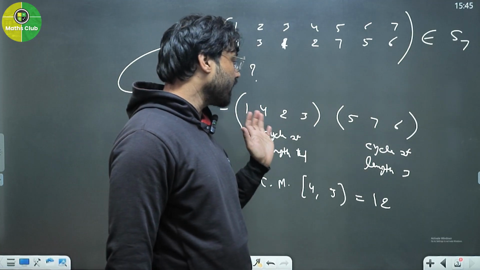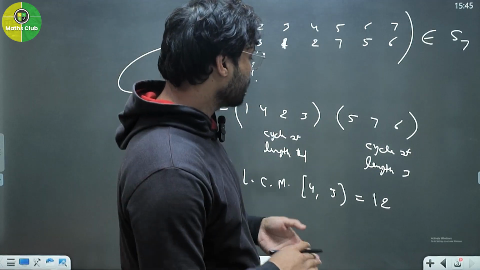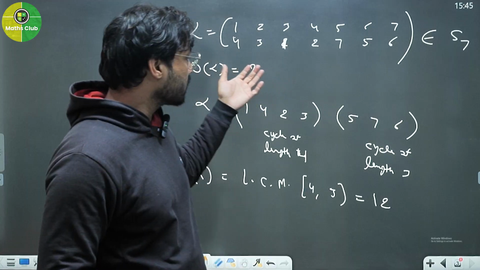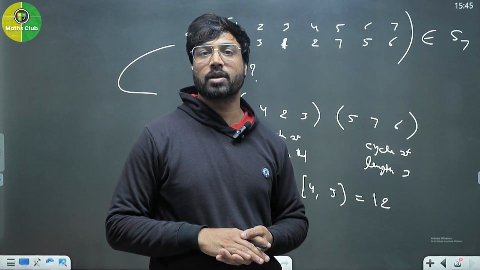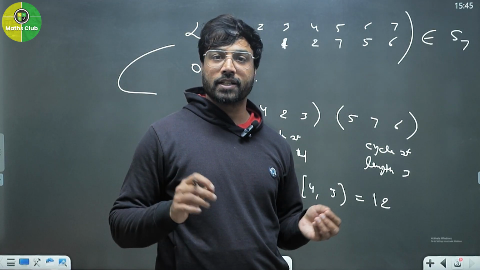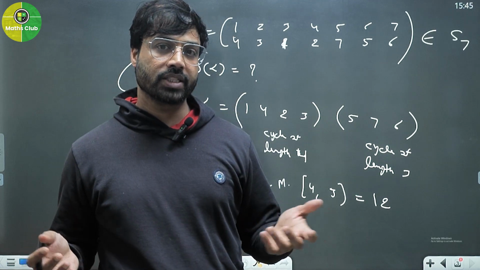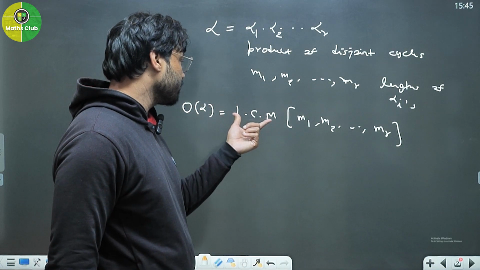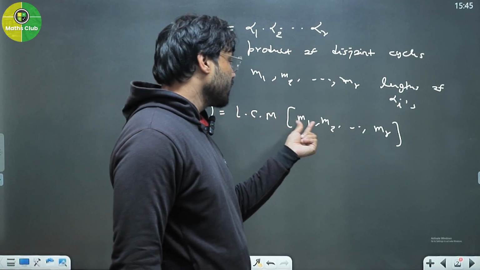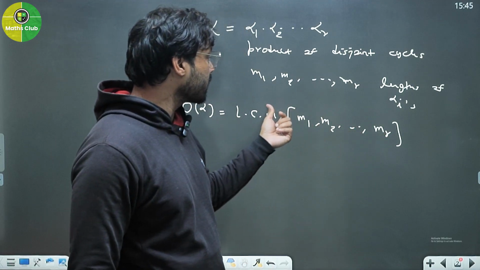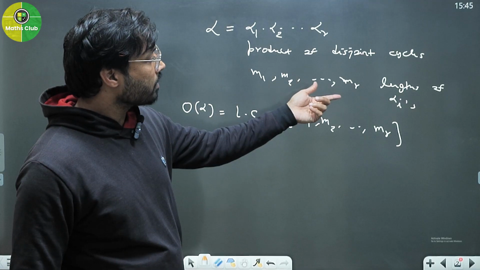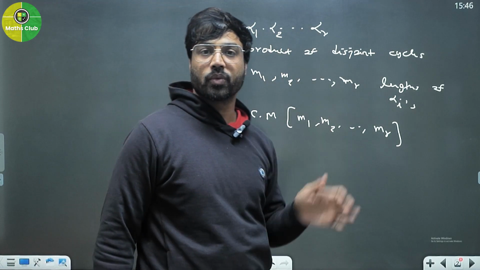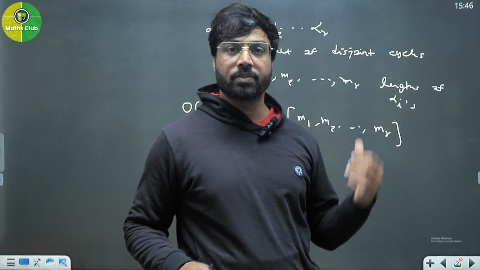Similarly, we can find the order of any permutation. To find the order of any element in a permutation group, first write the given permutation as a product of disjoint cycles, then find the length of all the cycles, and then use this formula: the order of the permutation equals the LCM of m1, m2, up to mr. Here m1, m2 are simply the lengths of the disjoint cycles alpha 1, alpha 2, and so on. So we can find the order of an element by this method.